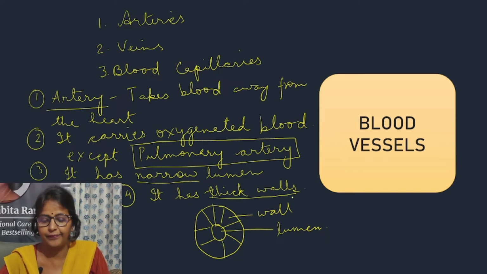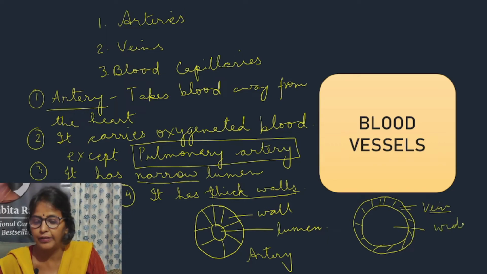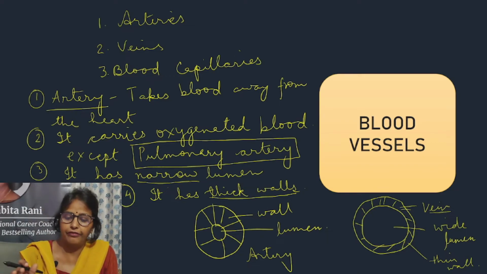Because of this, what happens, let me draw a comparison for veins also, then you will understand it better. If this is a vein, they have thin wall. This is artery and this is vein. So they have wide lumen and thin wall, whereas these arteries have narrow lumen and thick wall. So these are two differences. Because of this narrow lumen, arteries have high pressure.